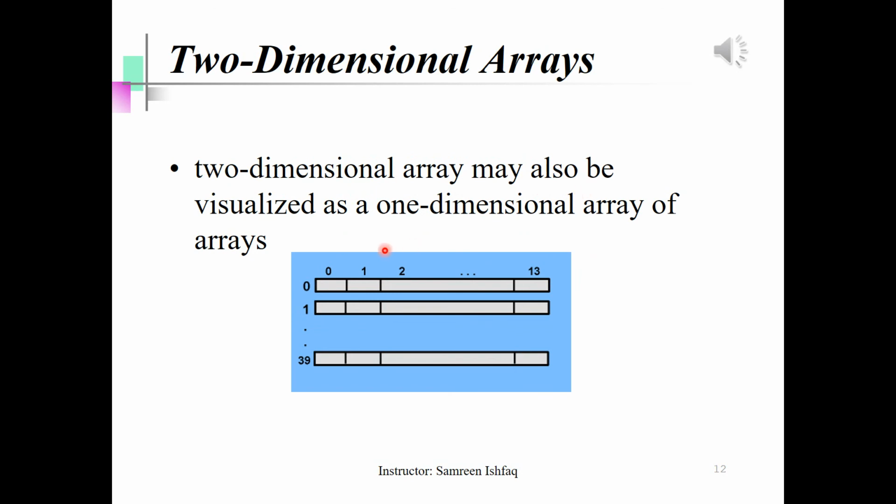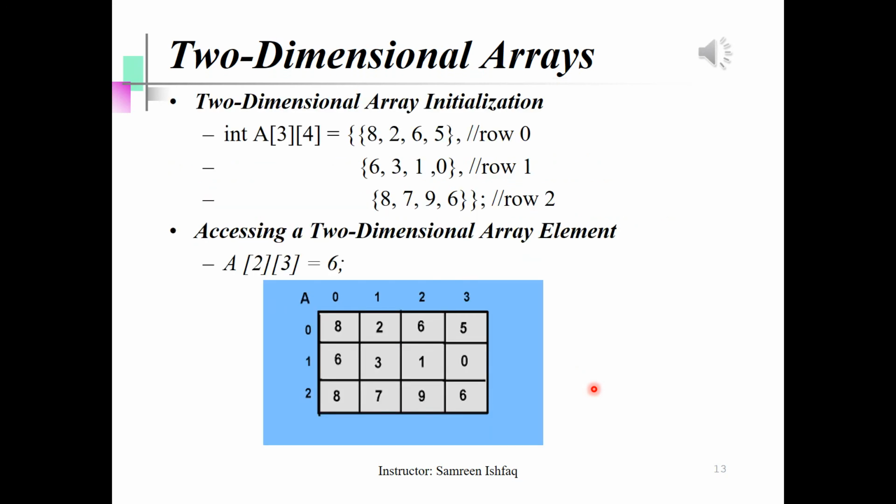Two-dimensional arrays may also be visualized as a one-dimensional array of arrays. A 2D array can be initialized by specifying bracketed values for each row. In this example, this is an array with 3 rows and each row has 4 columns. This is row 0, this is row 1, and this is row 2. An element in a two-dimensional array is accessed by using the row index and column index of the array. For example, this statement will take the fourth element from the third row of the array, that is 6.